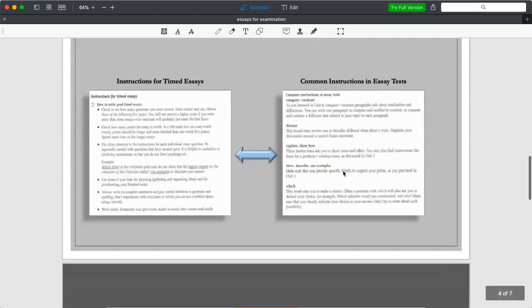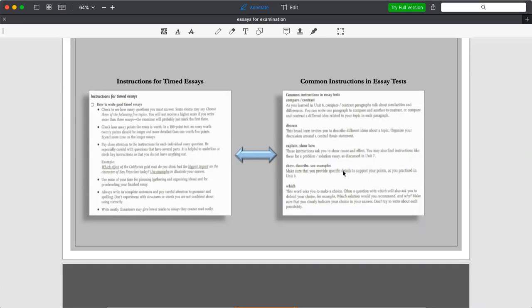In the instructions for timed essays, we have to have good writing. We have to check to see how many questions we must answer. Some exams may say choose three of the following five topics. You will not receive a higher score if you write more than three essays. The examiner will probably just mark the first three. So it's just a waste of time if you do more than what is expected.